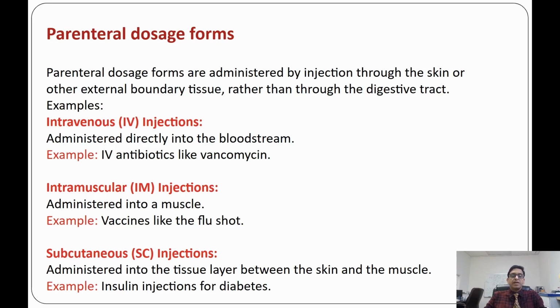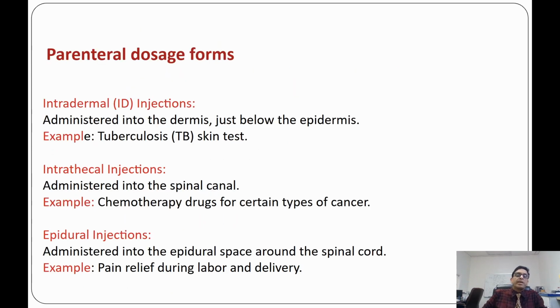Subcutaneous injections are administered into the tissue layer between the skin and the muscles, and the example is insulin injections used for diabetic patients. Intradermal injections are administered into the dermis just below the epidermis of the skin. The example is the tuberculosis skin test. Normally we use this to understand how the reactions are going to be to tuberculosis. That is basically an intradermal injection.